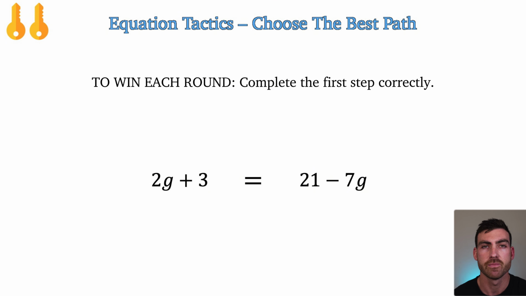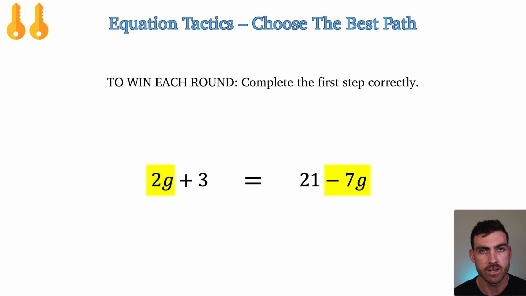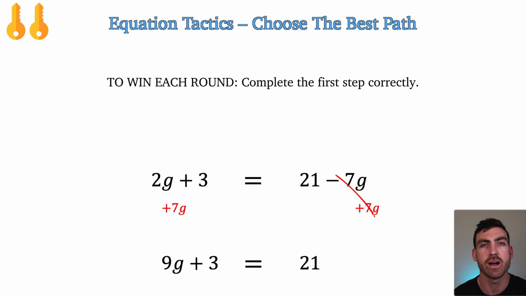Example 2. We have 2 groups of G in comparison to negative 7 groups of G. The smallest collection is negative 7 groups of G. And since this is negative 7G, the opposite operation is adding 7G to both sides. Completing both sides, we now have a 2-step equation we can go and solve.